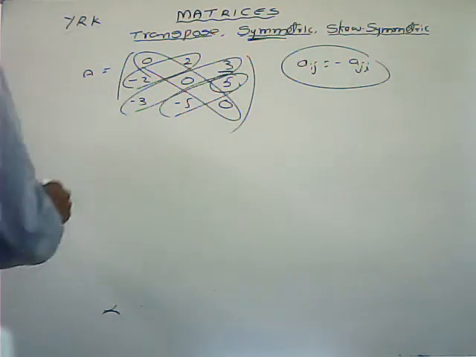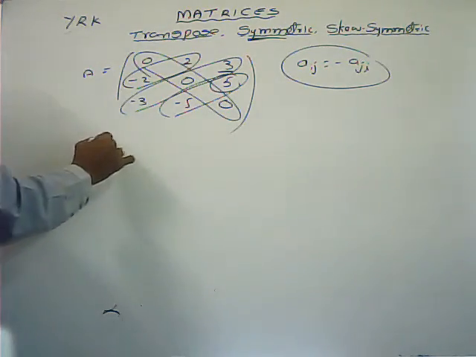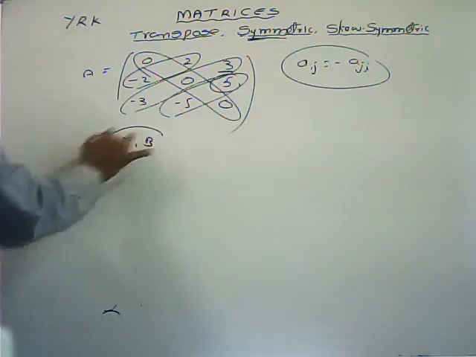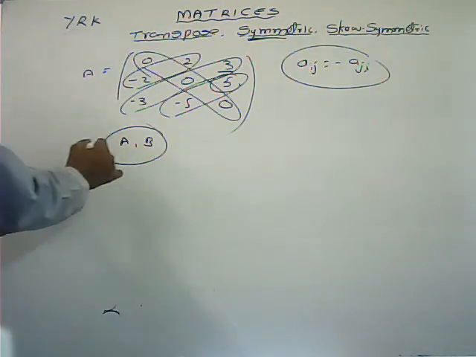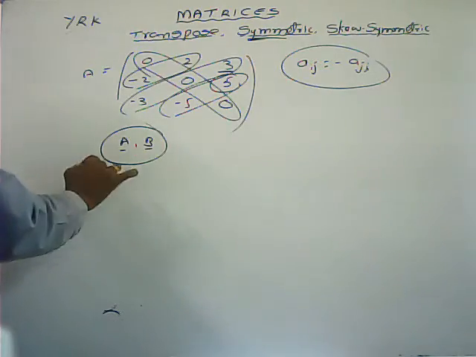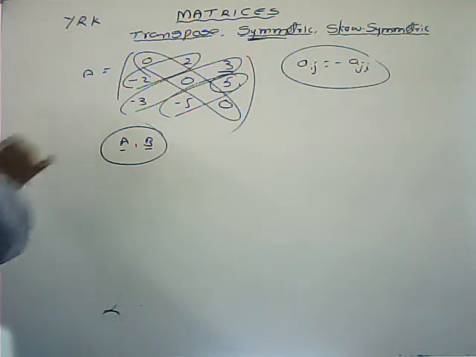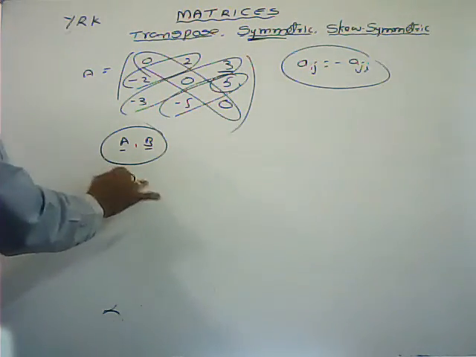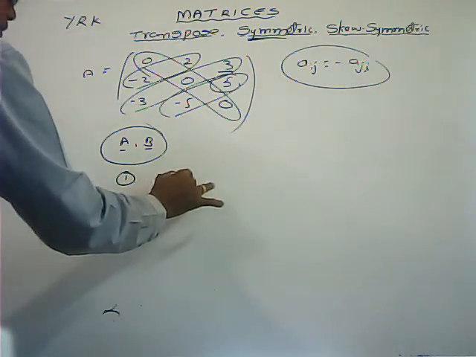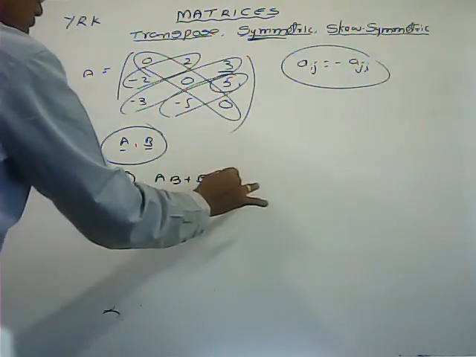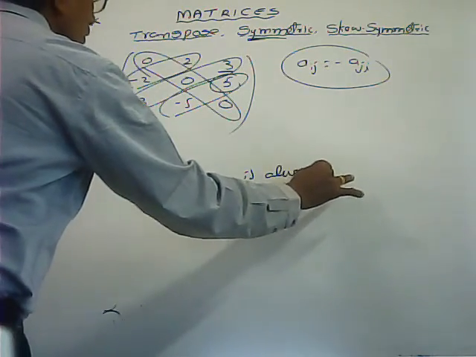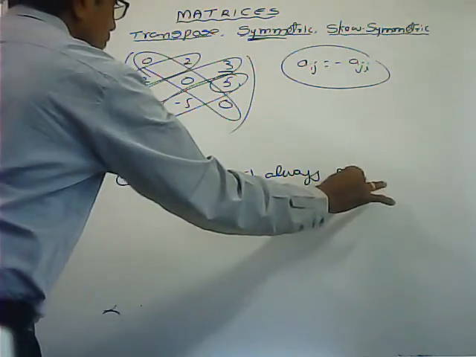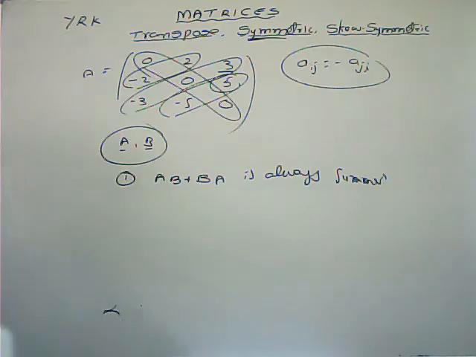And if any square matrix is given, here A comma B both are square matrices. If A comma B both are square matrices of the same order, first one, AB plus BA is always a symmetric matrix. How to know that one?